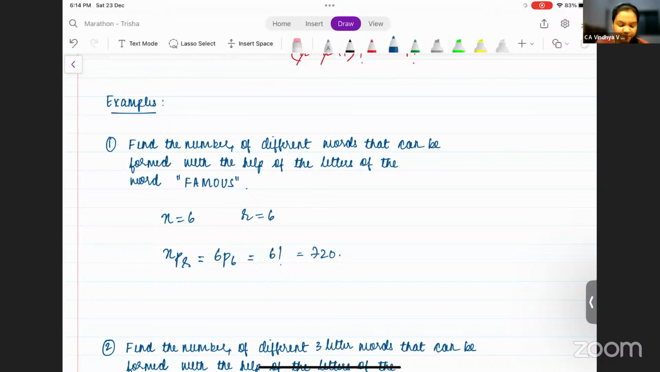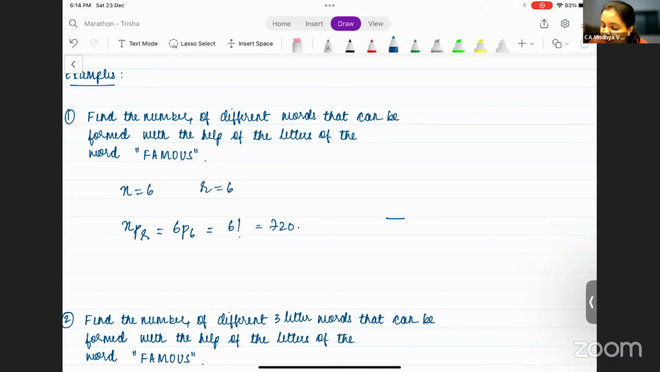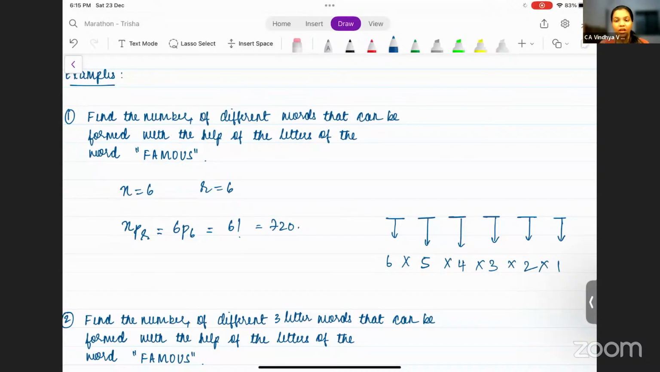Now, there is another way to solve this. What is this other method of solving? Famous is a 6-letter word. That means 6 spaces are there. Now, if you take the first place, can I say there are 6 options possible? F, A, M, O, U or S. Now, one of the options is placed in the first place. Next, you have 5 options here. Next, you have 4 options, then 3 options, then 2 options, and then 1 option. Now, you have to multiply everything because it is every alphabet that forms the 6-letter word, not only one of them or any one of them.